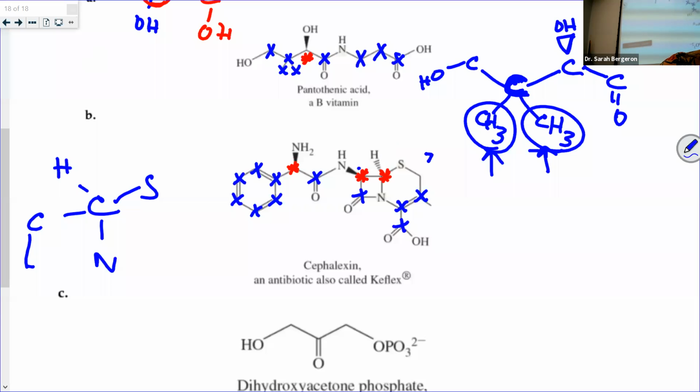How about this next carbon right there? What is that next carbon? Really, it's CH2, so it can't be chiral. We have one more carbon. This one right here. Is it chiral? Why not? Because it's really a CH3. So how many chiral centers do you have? 3.